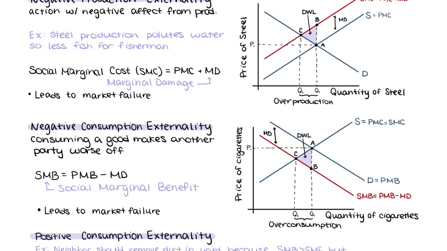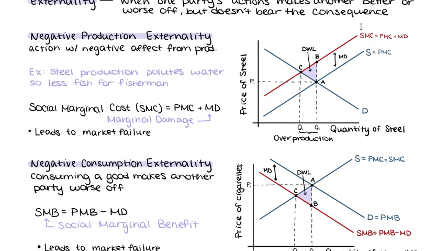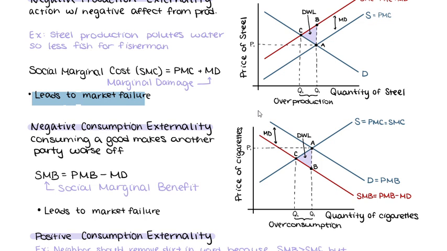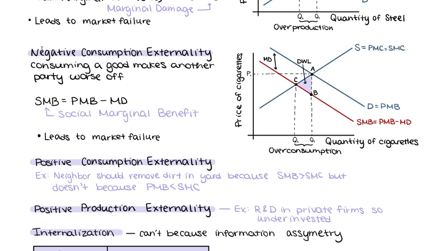Okay, the social marginal cost equals the production marginal cost plus marginal damage, not only to the environment but also to another party, other firms, or other things, which leads to market failure, and we create deadweight loss.